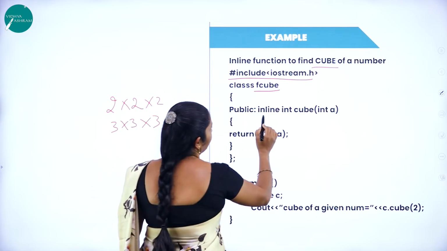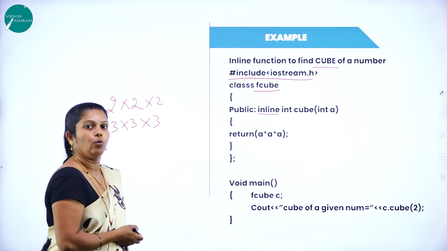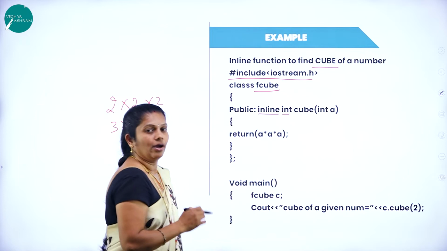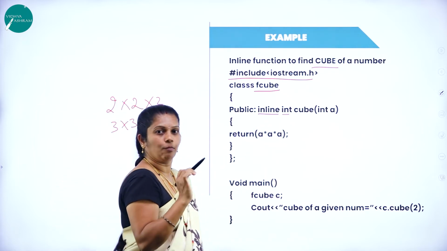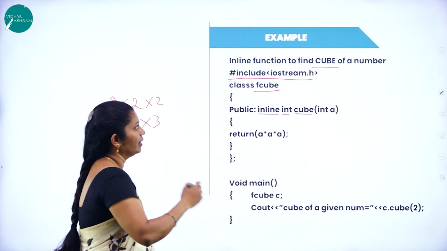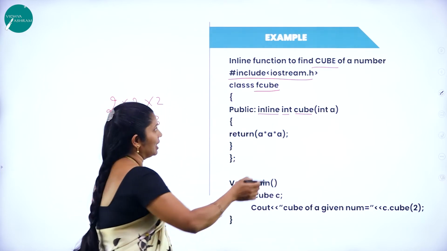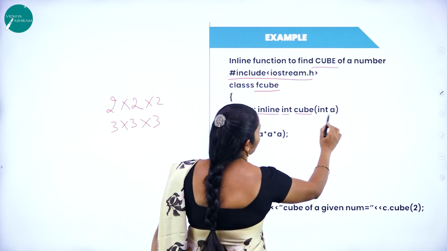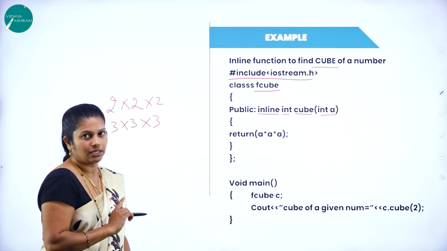Then in the public section, we use the keyword inline. Then we write int, which means that after calculation, it has to generate an integer type of value. Then the function name we have given is cube. The class name is fcube and the function name is cube. Then int a means that we are taking only one argument of integer type.